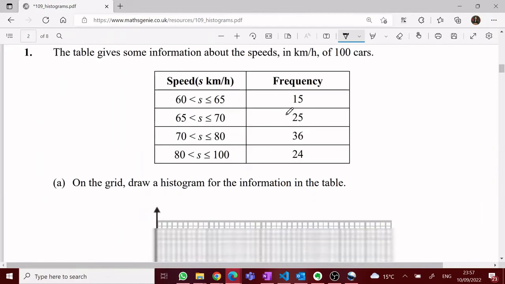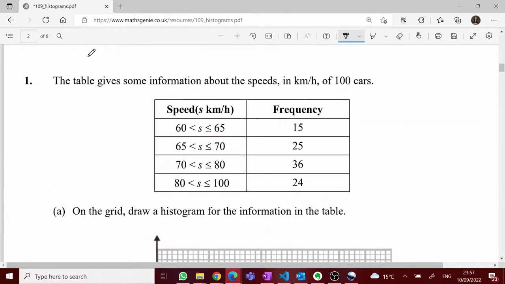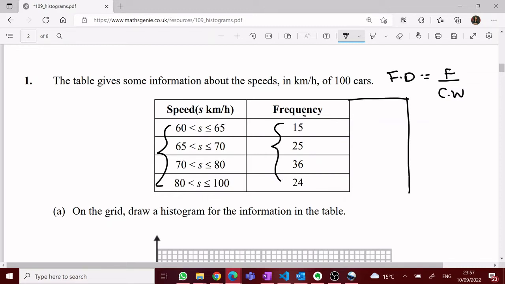So let's move along here. Usually the histogram questions would be in this format. They would give something in a range and they will give you a frequency. So if you write down the equation first, frequency density is equal to frequency over class width. So what is frequency? I think it's quite straightforward. You understand because it's under the column frequency. And for class width, it's slightly different.